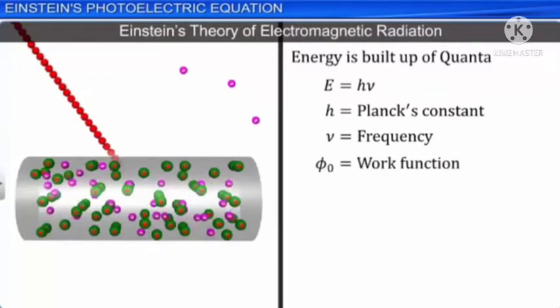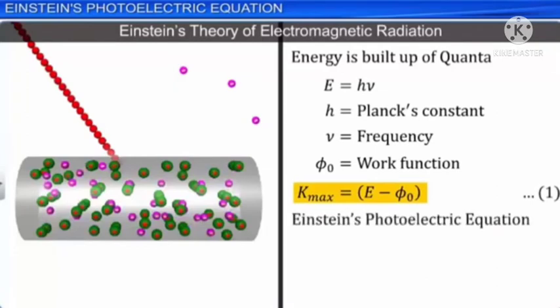If the energy absorbed by the electron is greater than the work function of the metal, phi naught, the electron is ejected with maximum kinetic energy K max equal to E minus phi naught, where E is the energy of the incident photon. Let this be equation 1. This equation is referred to as Einstein's photoelectric equation.